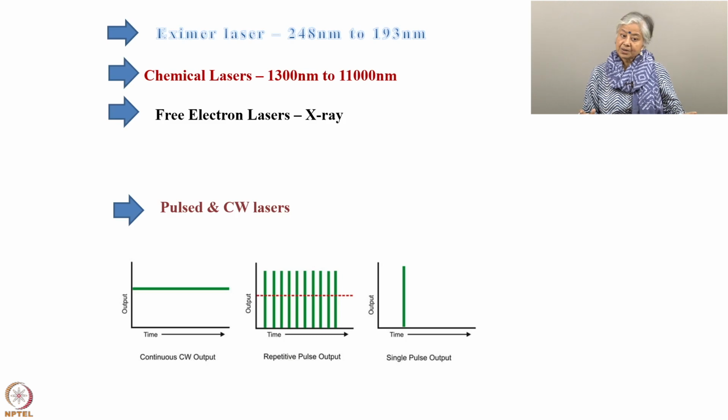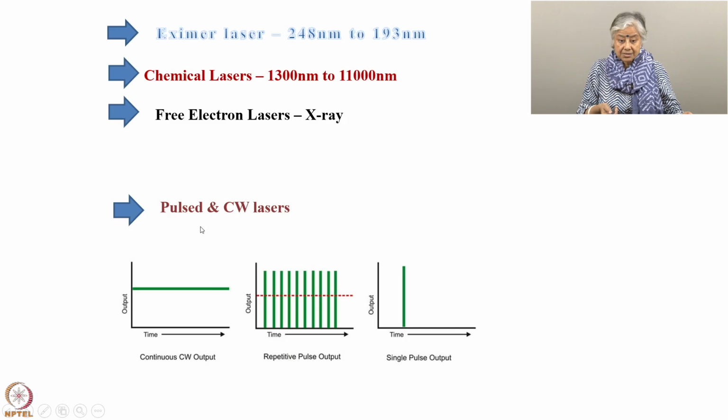So, you can have pulse laser or CW laser. So, what do I mean by CW laser? CW is continuous wave laser. That means you have an output which is continuous. Okay. So, if you see this graph, this is a CW laser, this is a time axis, and this is the output. Now, the laser is continuously giving an output. So, this is a CW laser.